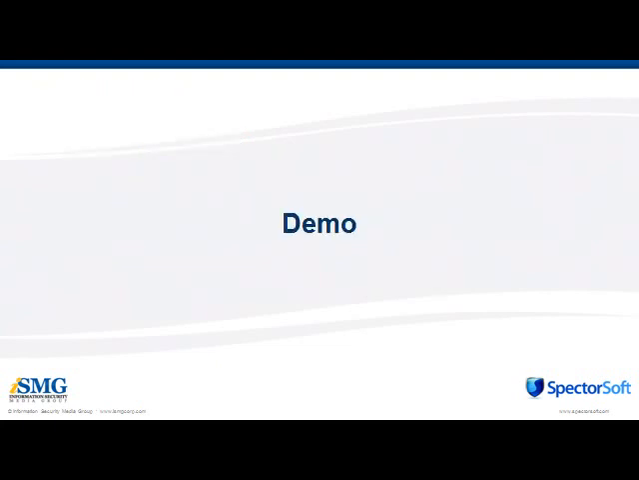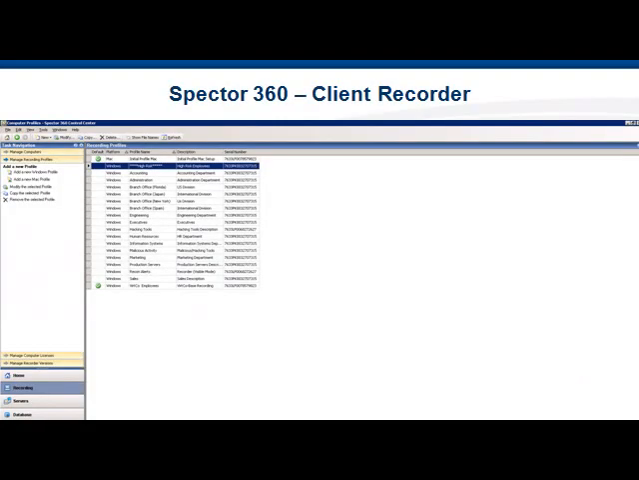Let's take a quick look inside the product. The Spector 360 Control Center allows you to configure what you'd like to record, set up database maintenance and backups, as well as creating alerts. Recording profiles can be created for different job types, specific groups or departments, security or access levels, or even risk categories, such as employees that either just came on board or maybe just gave their notice.